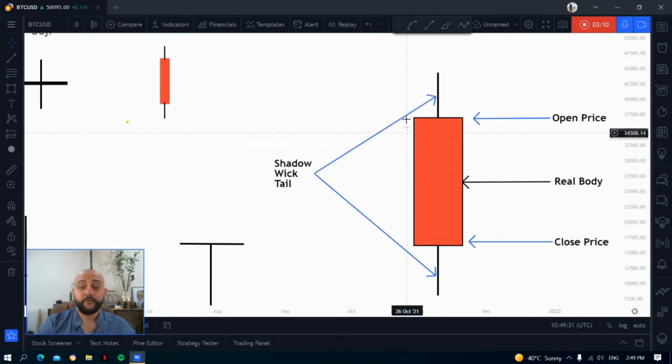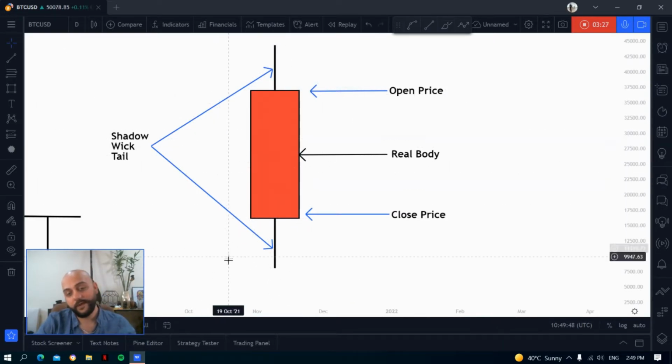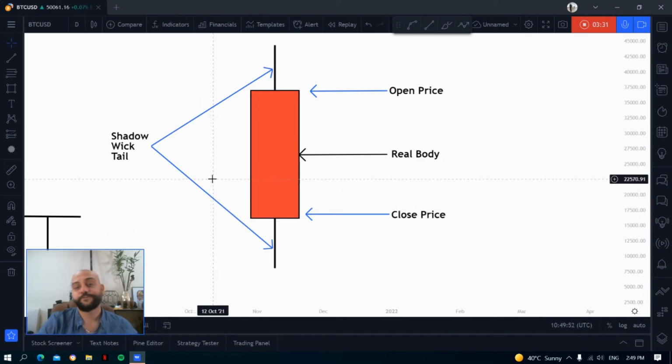Now, the bearish candle right here is basically the same, but with one major difference between the bullish and the bearish. It represents the market going down. Okay, so from the top to the bottom. So the open price will be on the top, right here. So let's say the market opened here at $1, it went down to $50, and it went back up to $40. That's all you've got to know about the bearish candle.